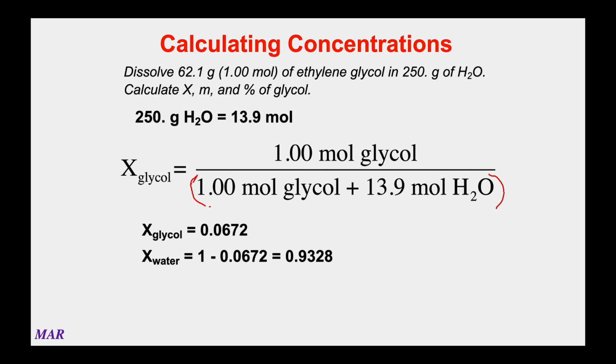Anyway, you can calculate the mole fraction of the second component pretty easily. If you only have 2 components, then the mole fractions of both of them together equal 1. So if you needed to find the mole fraction of the water, you could go 1 minus the mole fraction of ethylene glycol, 0.9328 would be the mole fraction of water. And it didn't really ask for it, but that will be pretty helpful in stuff coming up.